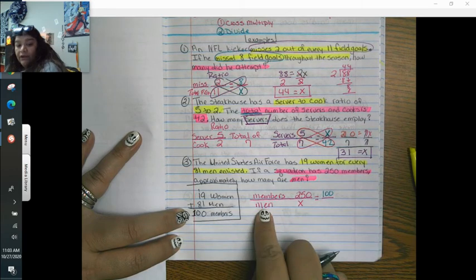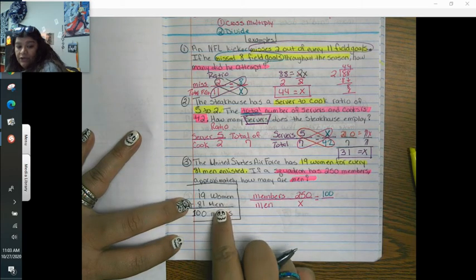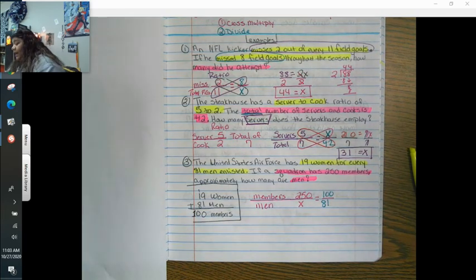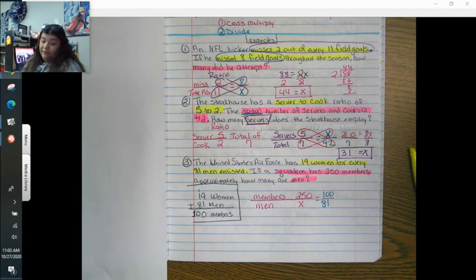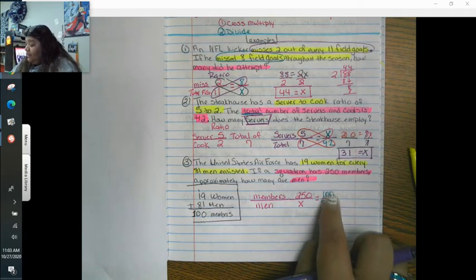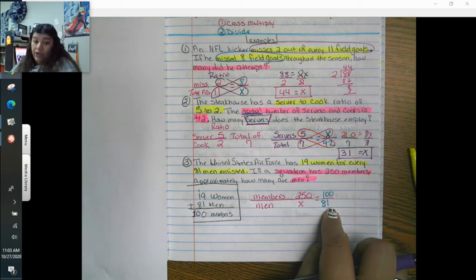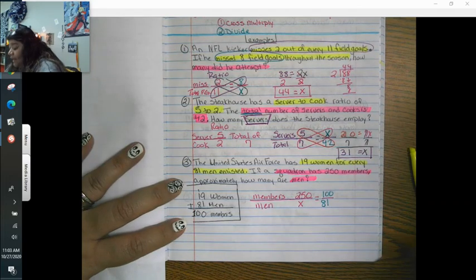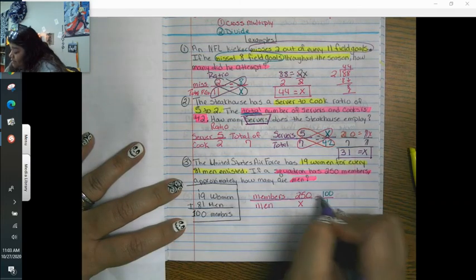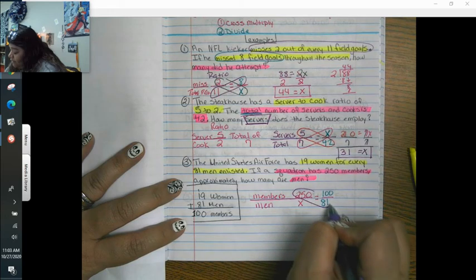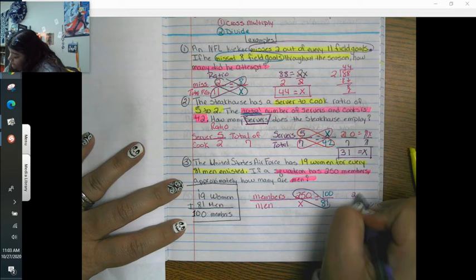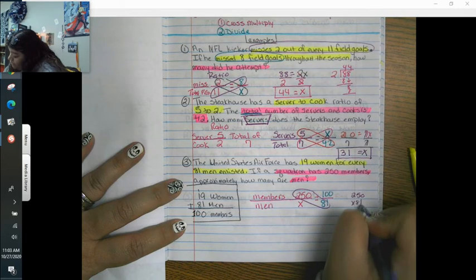Okay. And then we're looking for men. So men in this ratio were 81. Okay. And now that you have that set up, you can cross multiply and divide. Now, before I cross multiply and divide, I can simplify this ratio down if I wanted to, if you could, okay, to make it smaller. All right. This one, I can't, but that's always an option if you can. So we're going to go ahead and multiply here. And I have 250 times 81.